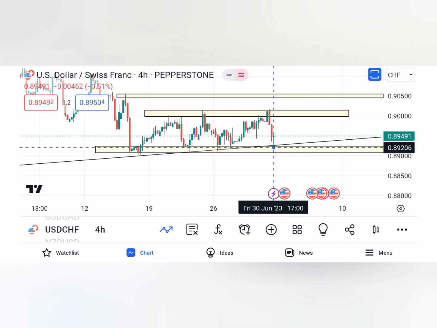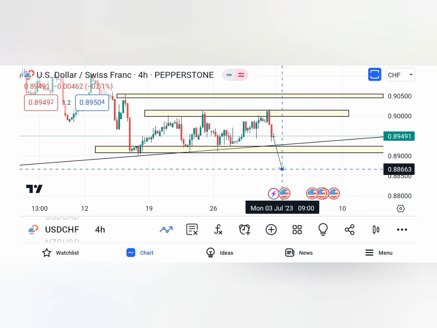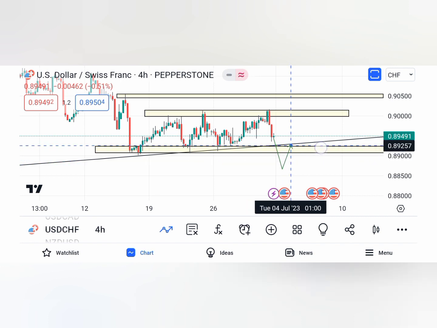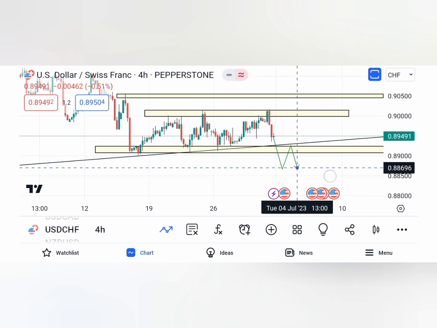If price breaks this zone downwards, then we wait for the retest. Then we look for selling confirmations. Then we do what? Then we sell.